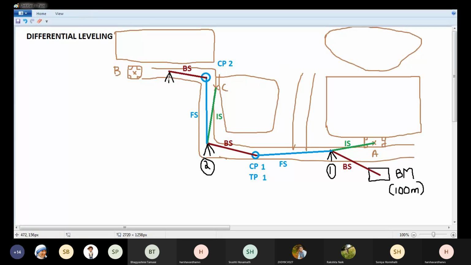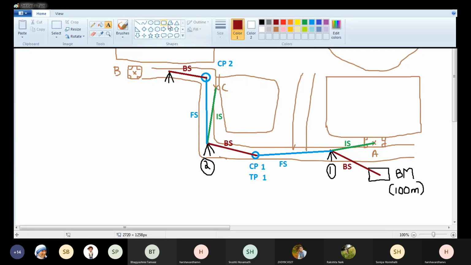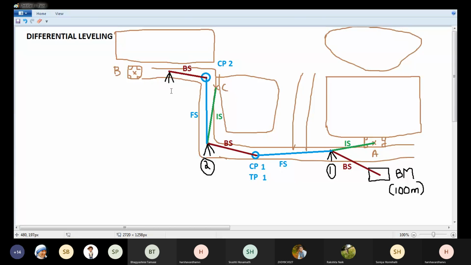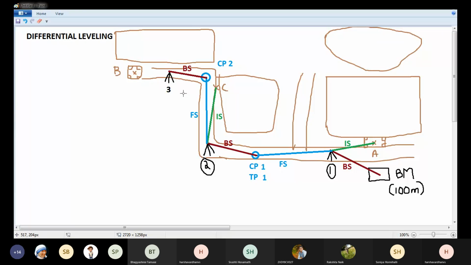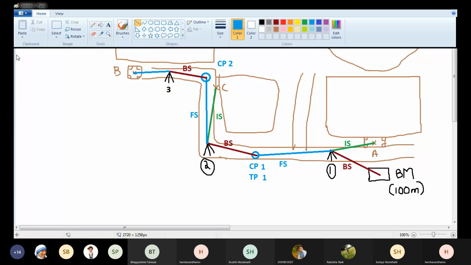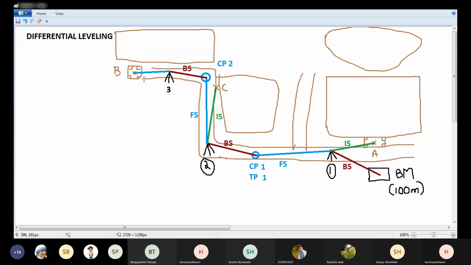And finally, from this particular instrument point, that is instrument point 3, point B is visible. So I'll take a staff reading on point B, and that is going to be my last staff reading. And hence this particular staff reading is called foresight, because it is the last staff reading. After this staff reading, I'll end the survey. So this is foresight.